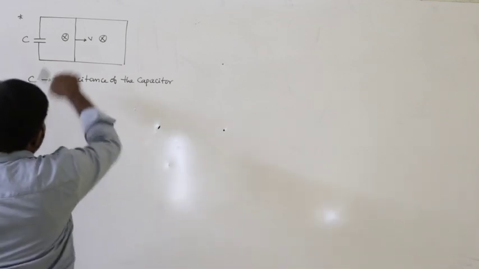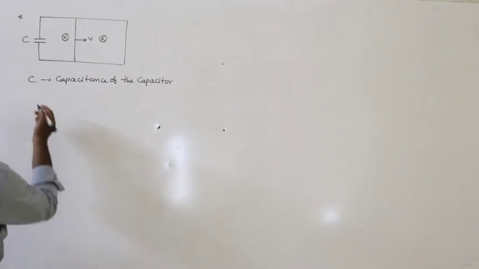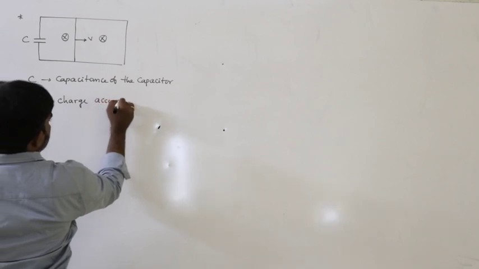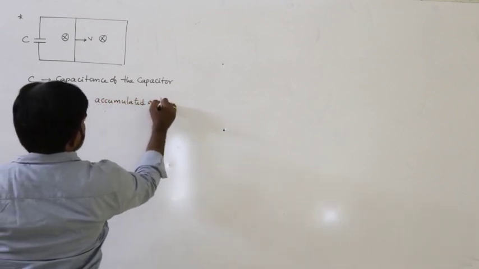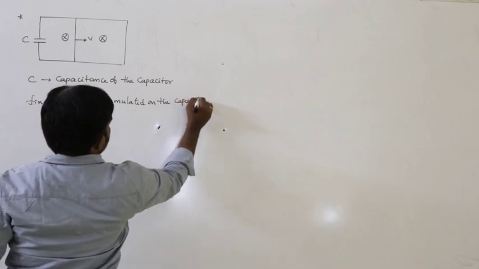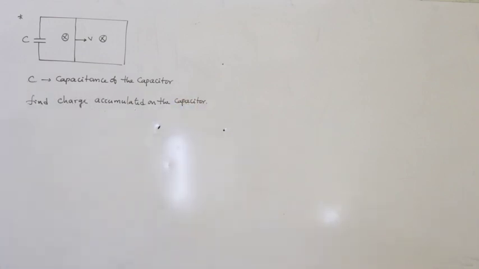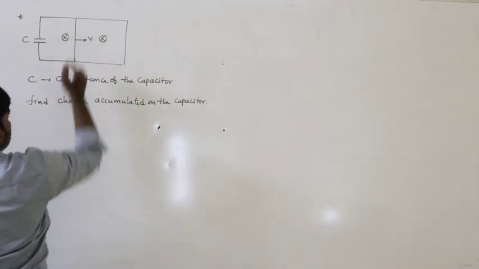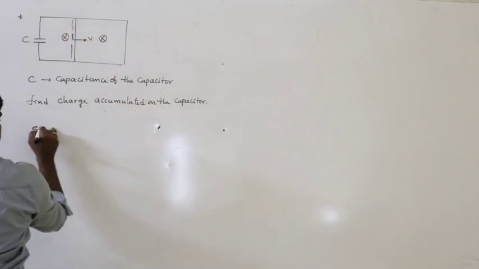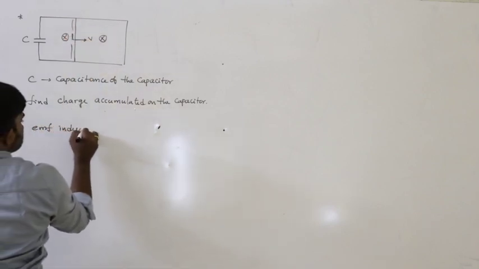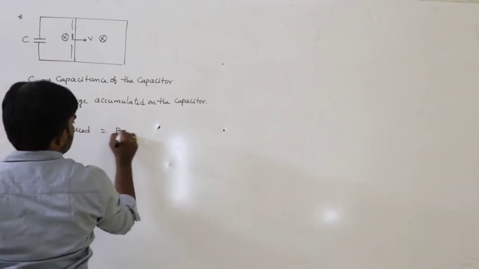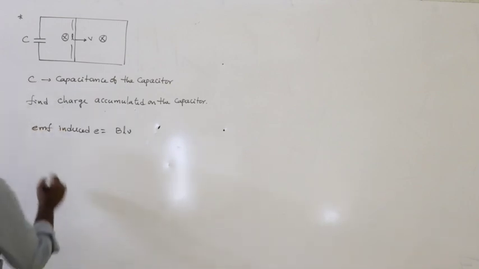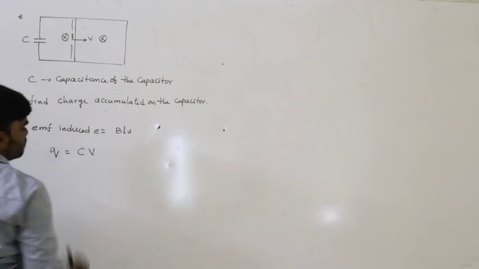So now, here we have to find the charge accumulated on the capacitor. Due to the motion of this conductor, let us say the length of the conductor is L. What is the EMF induced here? Directly we can write induced EMF is equal to BLV. Then charge can be written as Q is equal to CV.